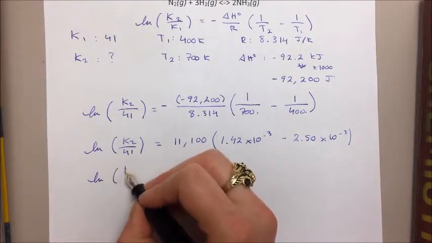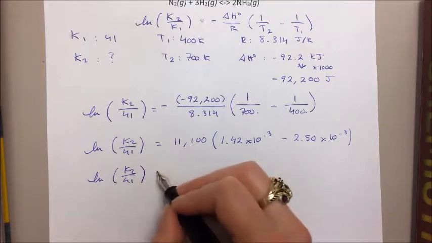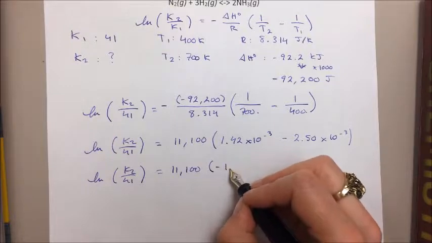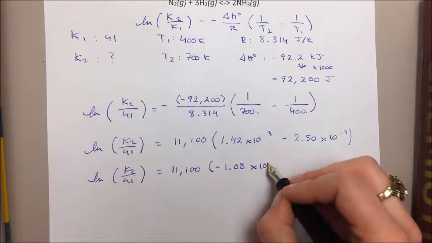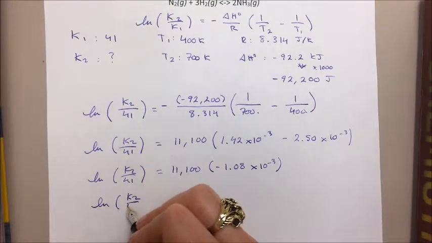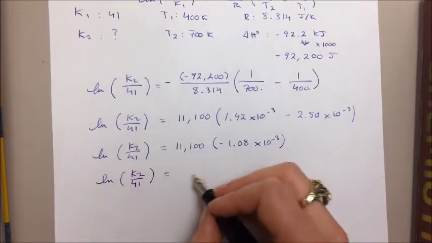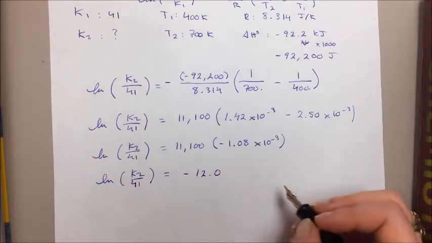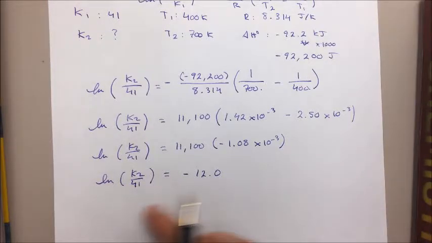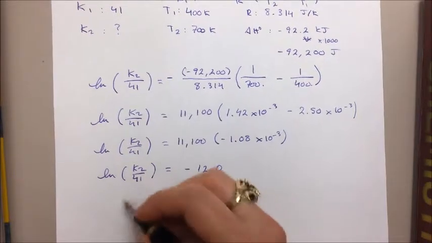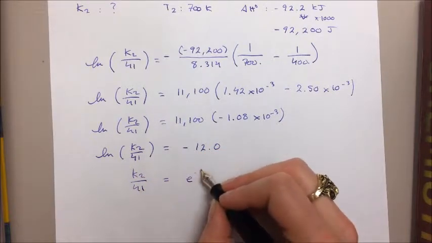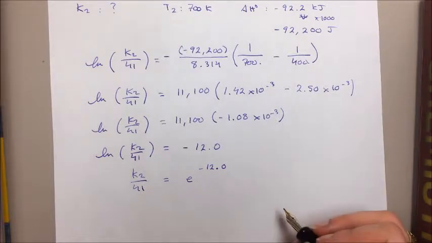So natural log K2 over 41 equals 11,100 times negative 1.08 times 10 to the minus third. Natural log of K2 over 41 equals negative 12.0. So now we need to deal with the natural log. The way we do that is we raise both sides to the e power. So K2 over 41 equals e to the negative 12.0.